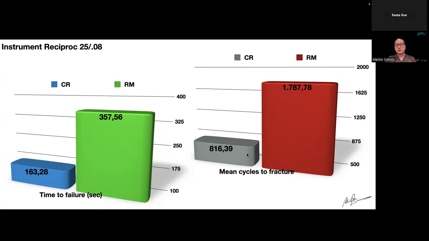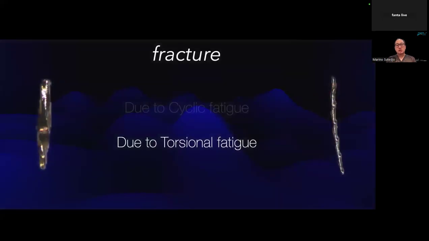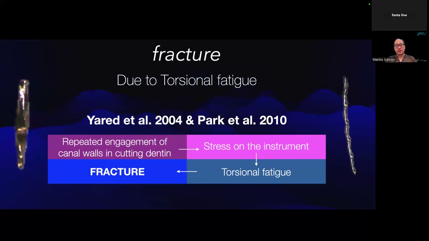Also, if you compare the mean cycles to fracture, continuous rotation is almost double that of the reciprocating motions. So, regarding cyclic fatigue, we have to agree that reciprocating motion, because it does not work too many times in one direction, will increase the lifespan and the cyclic fatigue resistance of the file. And what about torsional fatigue?